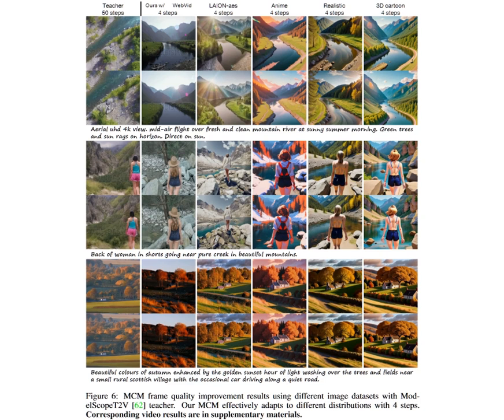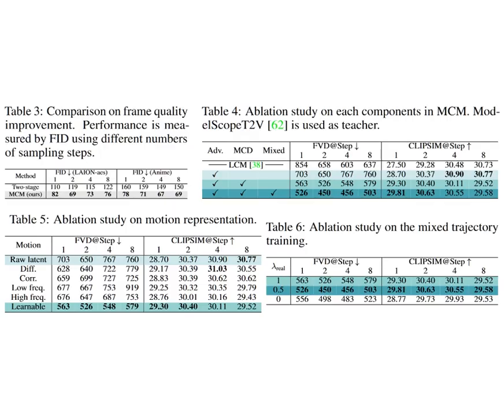Okay, let's take a step back for a moment and revisit the MCM research. The paper also mentions future directions for this work. What are the researchers hoping to achieve next? Well, they're looking at ways to make the MCM even faster and more efficient. One area of focus is generating longer, more complex videos.